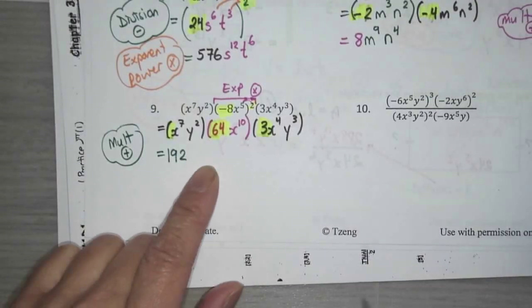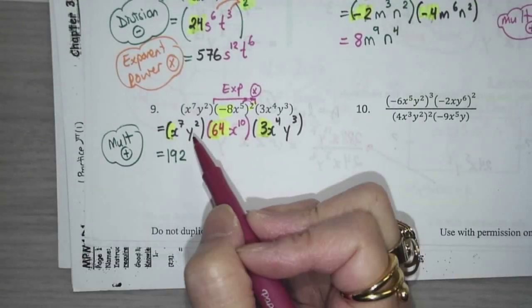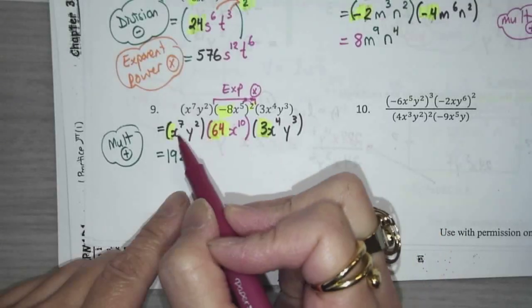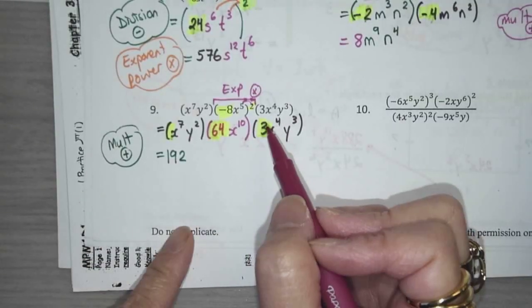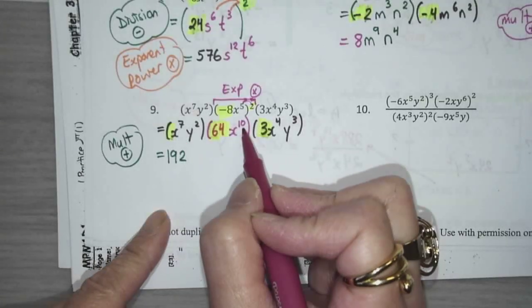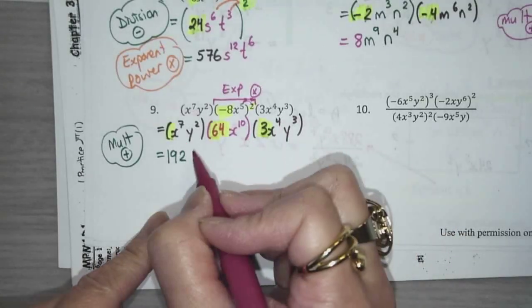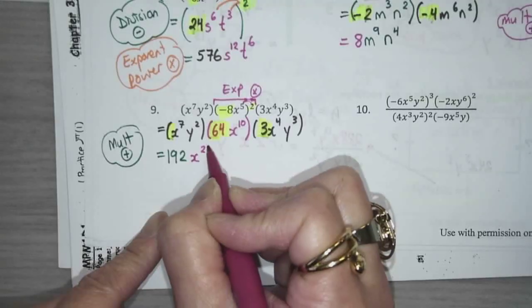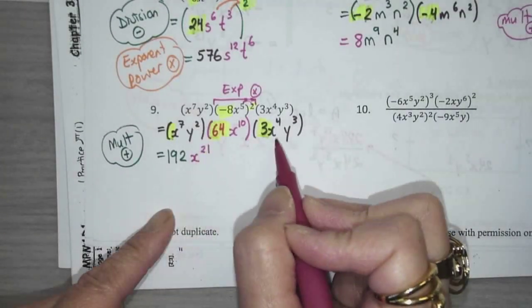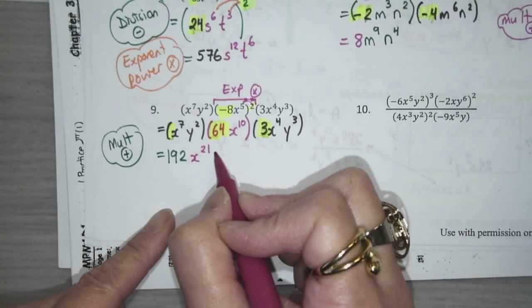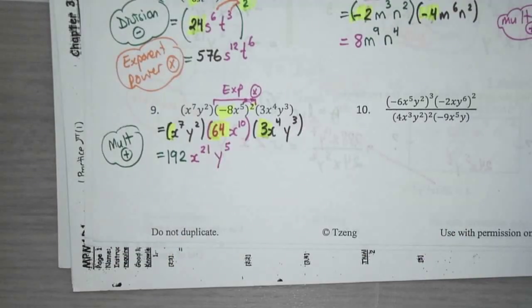Then, for the rest of it, you're adding the exponents. 7 x's, 10 x's, 4 x's. So 7 plus 10 would be 17, plus 4 more would be x to the 21. And here I have 2 y's, no y's, and 3 y's. So then I have y to the 5. Okay, so hopefully that's making more sense.